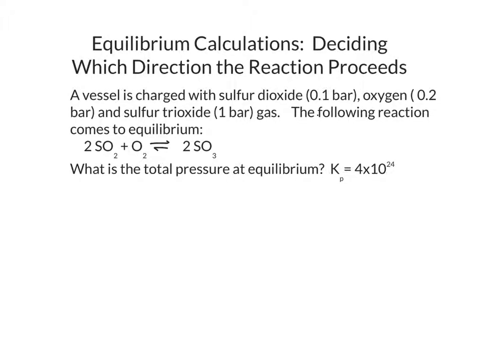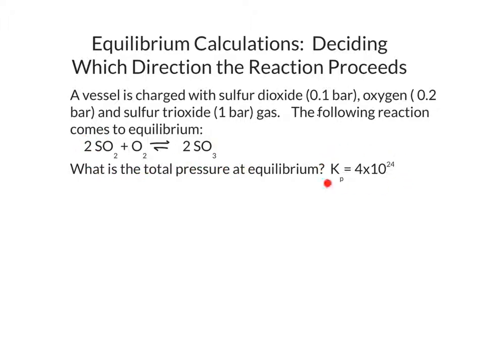Sometimes we have a problem where it's ambiguous which direction the reaction goes to come to equilibrium. So let's solve the following problem to see what we can do to solve a problem like this. We're charging a vessel with sulfur dioxide, oxygen, and sulfur trioxide. So we're putting some of everything into our vessel. And then we allow this reaction to come to equilibrium, and we want to know what the total pressure is.